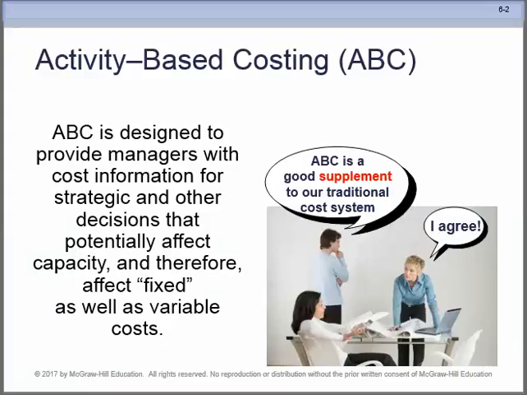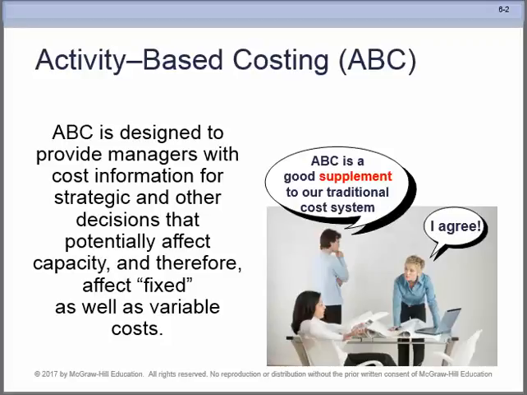Activity-based costing, which we just shorten and call ABC, is a way that managers get cost information for strategic and other decisions that affect the capacity, which means the amount of goods they're able to make, and therefore fixed as well as variable cost. It's usually used in addition to, instead of replacement of the usual costing system.